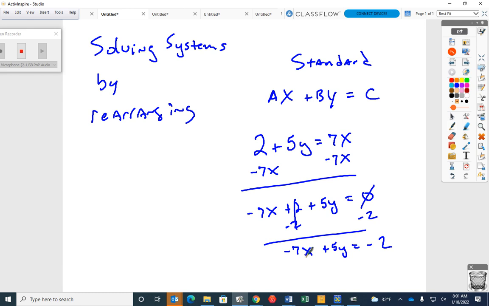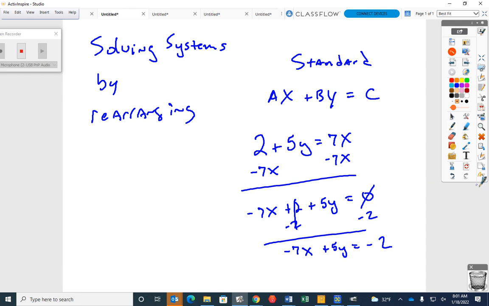Wait, isn't the 5y negative? Because it's already over here. Okay, do I have my x's in my first column? Do I have my y's in the second column? And do I have my constants in the other column? In other words, did I put this into standard form? Yes. I did, right? Okay, so I'm good. Okay, you kind of understand what we did there? Yes. We put it into standard form.